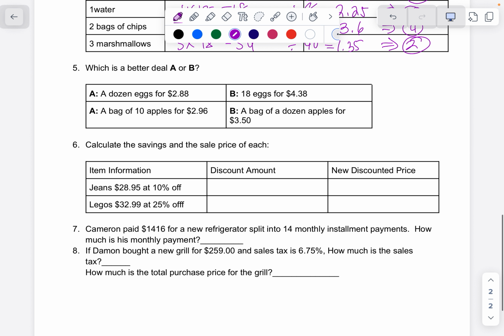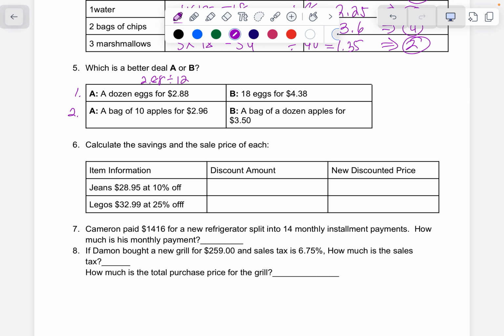Okay. So this one, some of you, this is a separate problem. You were kind of trying to lump it all together. We're just comparing, in this case, egg prices, and then we'll compare the apple prices, okay? So a dozen eggs for $2.88, we're going to do $2.88 divided by 12. A dozen is 12. Leave that decimal, guys, because the other one might be super close, okay? So you're going to get 0.24.